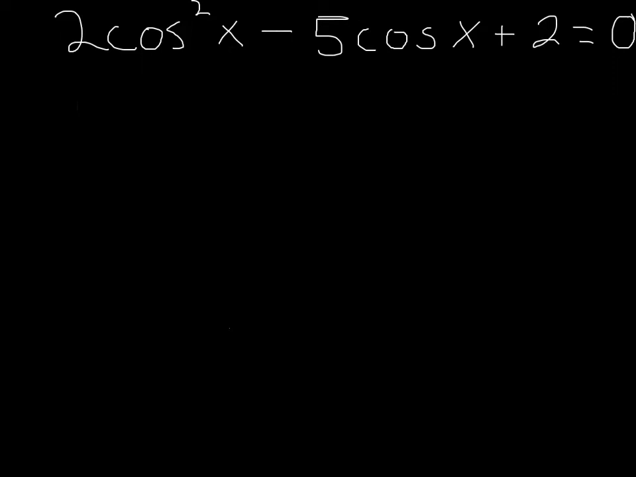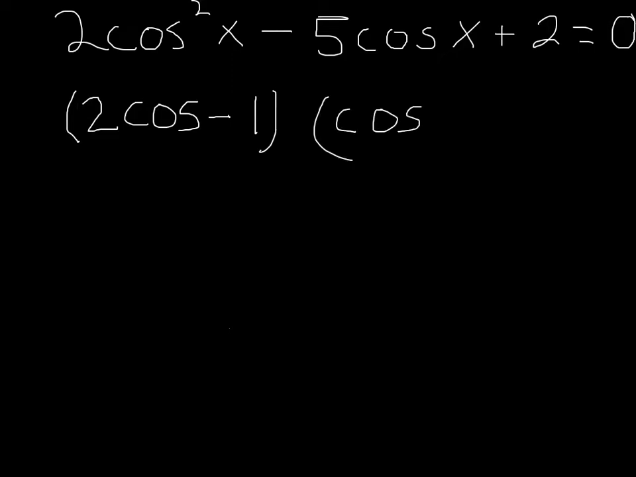Hello, boys and girls. So today with this equation, we're going to have to factor first. So when we factor, the 2 cosine squared x goes to 2 cosine, and to cosine minus 2. It's 2 cosine minus 1 because the 5 has to be added to, and then the 2 has to be multiplied to. I know that's confusing, so we'll move on.